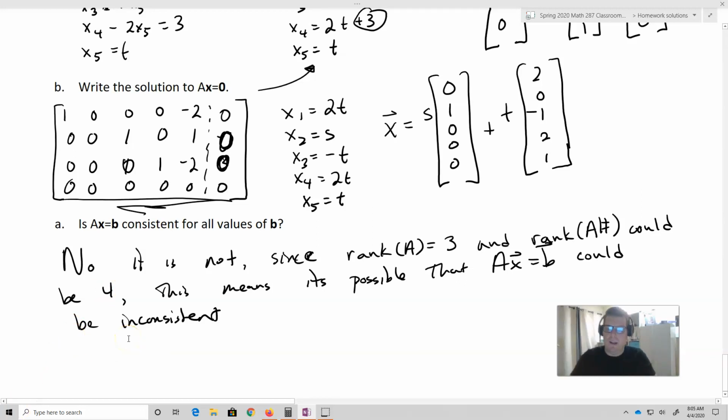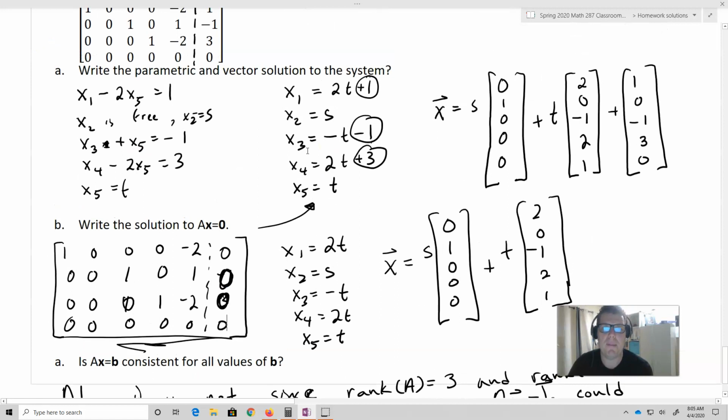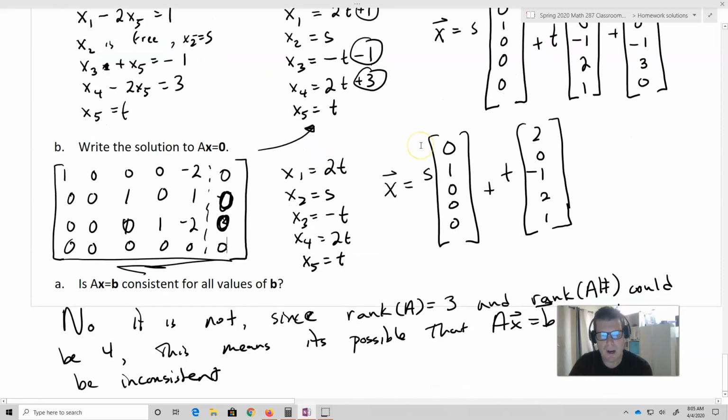So just to finish things off, don't forget there are a lot of different ways to think about each one of these problems. Some of them, it's a foregone conclusion. Write the solution to Ax equals 0. There's only one of them, right? Write a parametric and vector solution to the system. There is a right way to do that, okay? But this question, is Ax equals b consistent for all values of b? The answer is no. It's always going to be no. But how you explain it might be a little bit different.